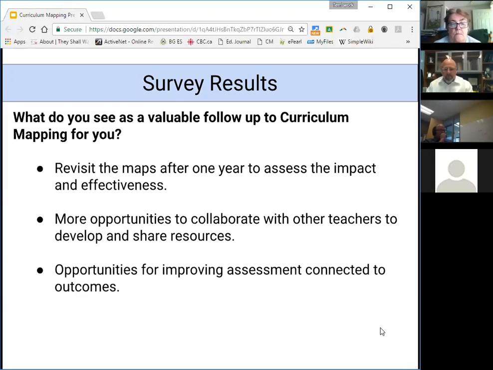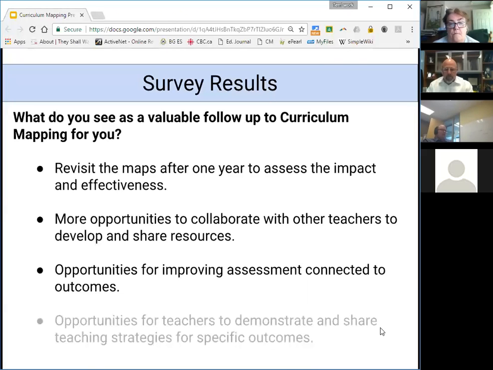It's also given us opportunities for improving assessment connected to outcomes. Already throughout this year, we have two self-directed PD days where teachers can decide what they want to do. And they have on their own, those 120 teachers, have come together on their days where they can do whatever they want to develop better assessment that aligns with their outcomes. Some of them have invited me to tag along and see, and some of them have just shared with me the results of their day, but they've taken control over what it is that they're doing.